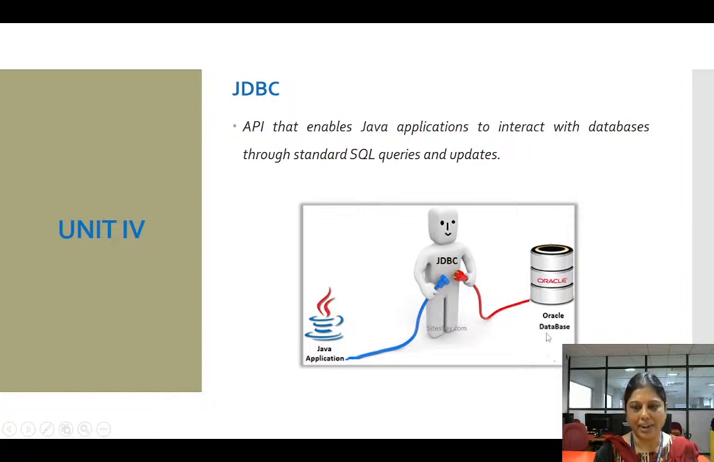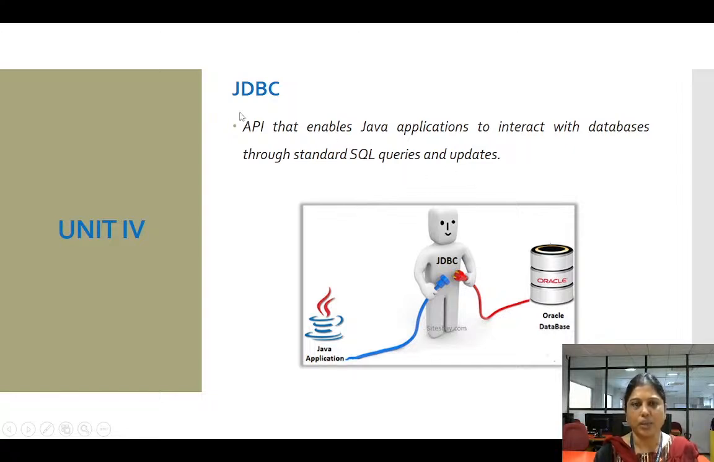So these are two independent entities. In order to enable the data from the Java application to go and sit permanently in a database, there has to be some kind of connection established between the GUI or the Java application that allows a user to interact and the database at the backend. And this connection is made possible through Java Database Connectivity, acronymed as JDBC. JDBC in Java is an API that enables Java applications in the front end to interact with databases in the back end, and this communication generally happens through standard SQL queries and updates.